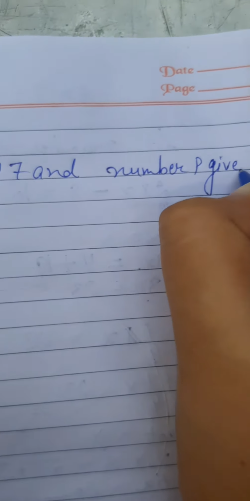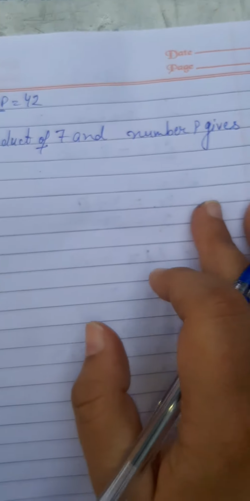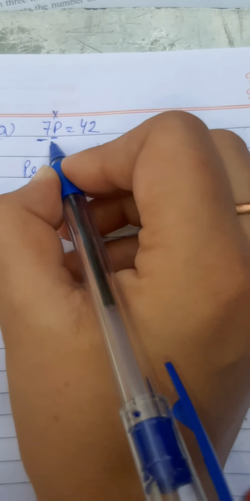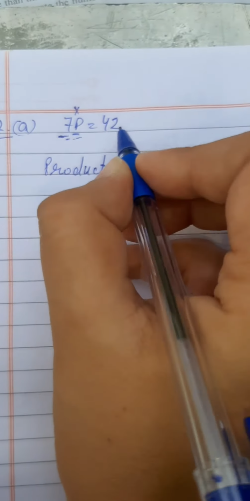7p is equal to 42. So what you will write, product of 7 and number p gives 42. Product of 7, 7p means 7 multiply p. So product of 7 and p gives 42.